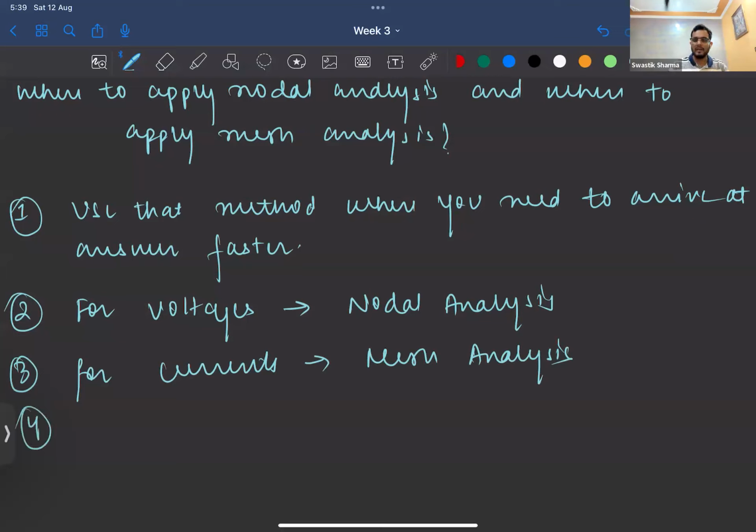Now what else? Where else can you find a reason to use one kind of analysis over another? For voltages, the number of... I guess this is it. I can only think of these three reasons.